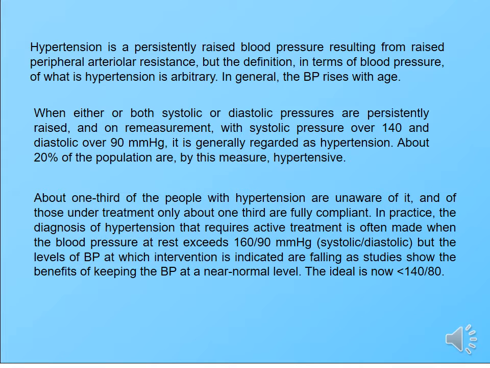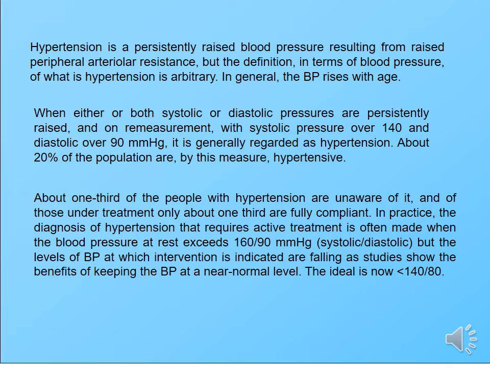When either or both systolic or diastolic pressure are persistently raised on remeasurement, with systolic pressure over 140 and diastolic over 90 mmHg, it is generally regarded as hypertension. About 20% of the population are by this measure hypertensive. حقيقة السيستوليك هو that measure the blood pressure in the center of the heart, and the diastolic is the measure of blood pressure at the periphery in the capillaries. So, when the blood pressure increases to more than 140 over 90 mmHg, that patient is hypertensive.